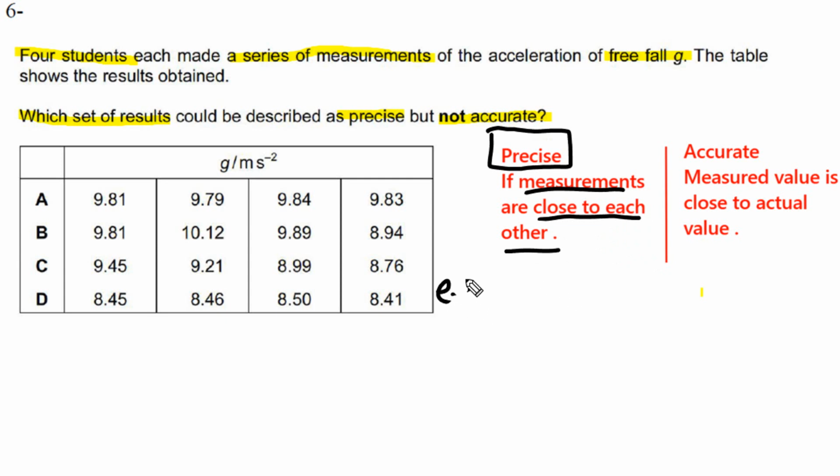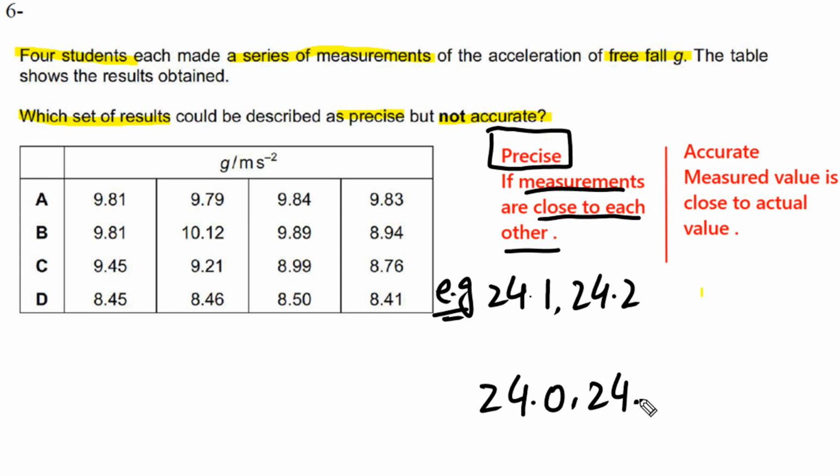Let me give you one example. Let's say we have two sets of data. One set is 24.1 and 24.2. Another set of data, let's say we have 24.0 and 24.4. Now we need to find out which set of measurements is more precise. We just need to find out which measurements are close to each other.